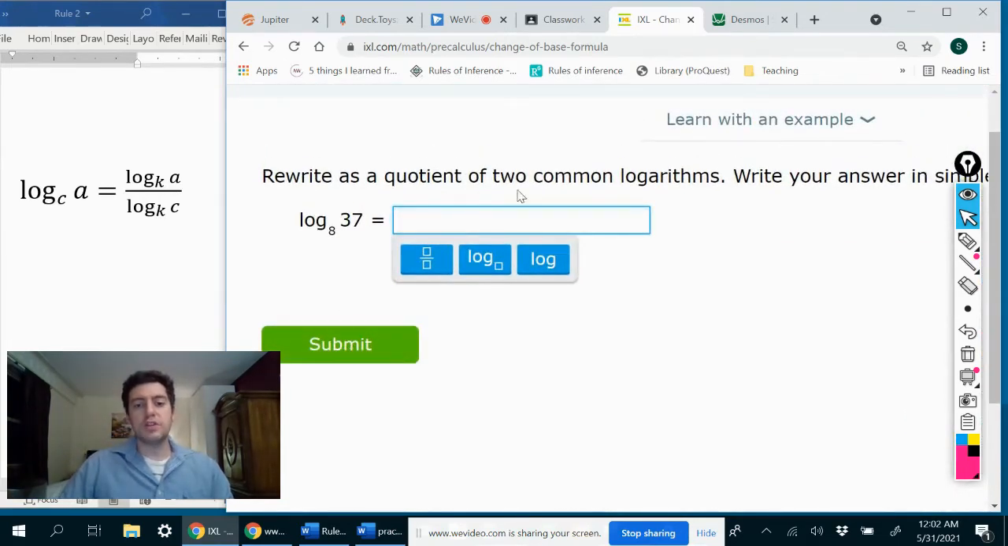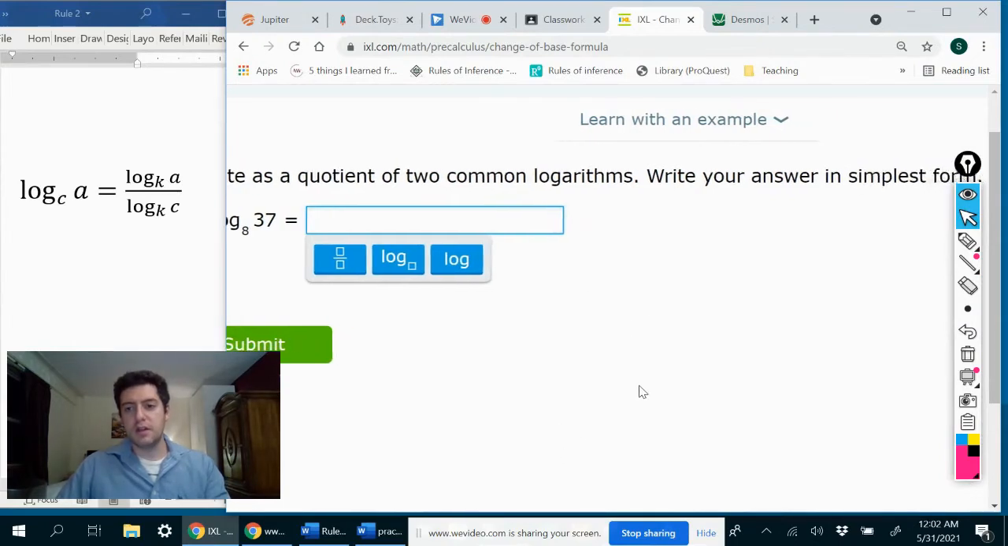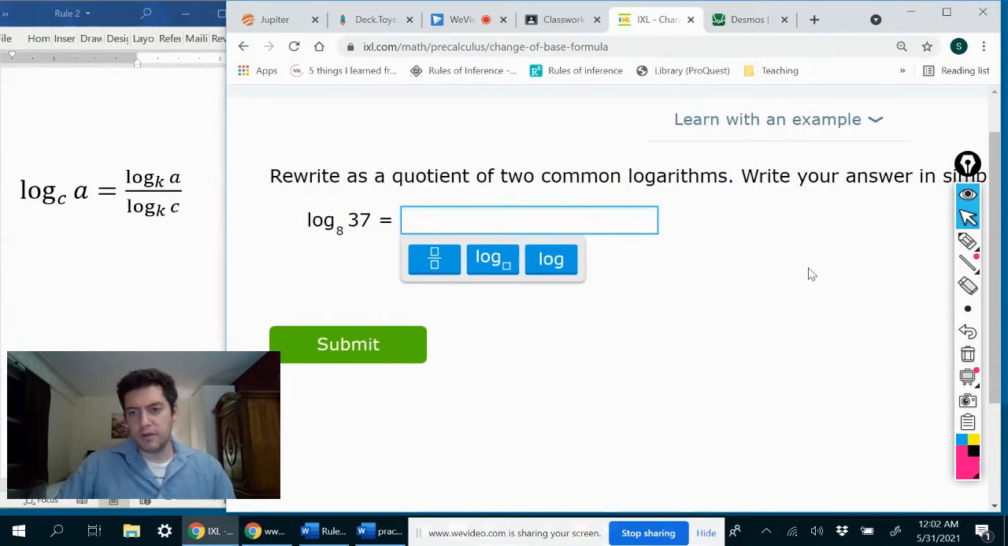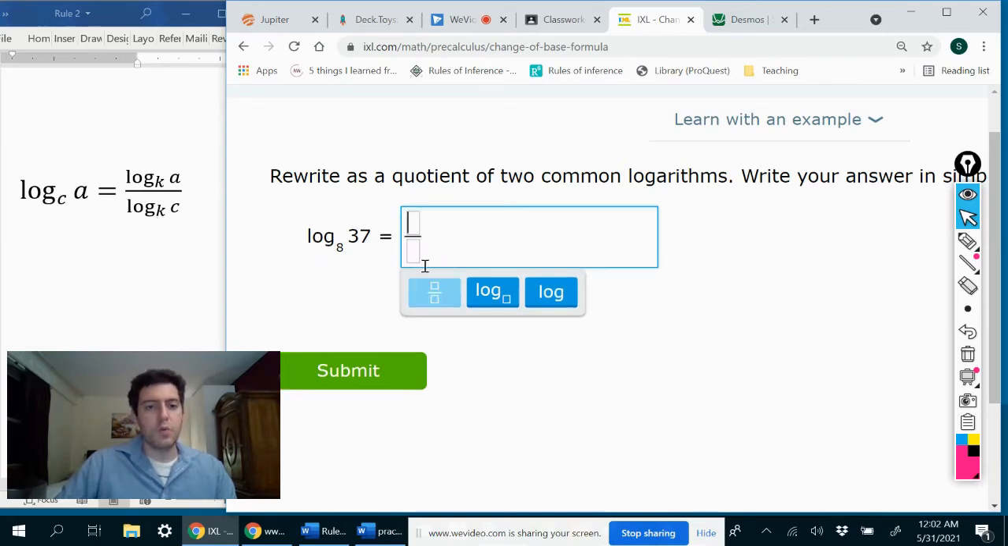Rewrite as a quotient of two common logarithms. Write your answer in simplest form. Actually, I was doing this before. I don't think you really have to simplify any of these. So using the change of base formula, we can just write this as a fraction, where we have in the numerator the log of 37, and in the denominator the log of 8.